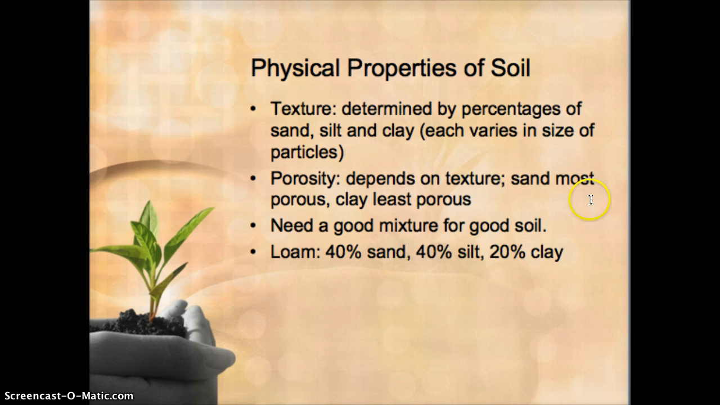The more porous material you have, the different textures are going to be related to that. Sand is the most porous because it has the biggest particles, and clay is the least porous because it has the smallest particles. You really need a good mixture to have what is considered good quality soil, and the ideal is a mixture of the three that's known as loam. And loam contains 40% sand, 40% silt, and 20% clay.